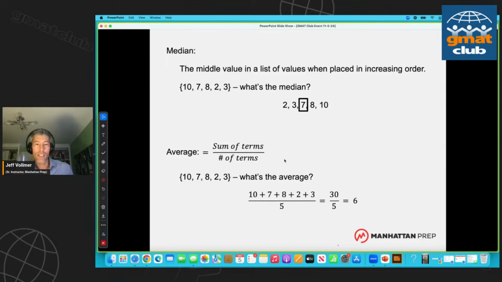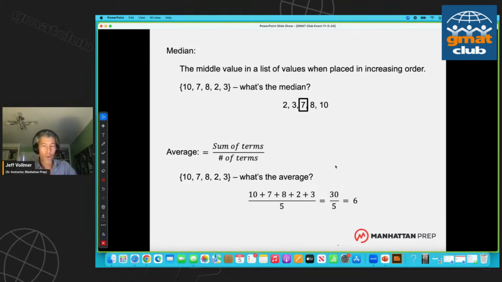So we're going to sum all these things up. 10 plus 7 plus 8 plus 2 plus 3. There are ways to group this, right? You can see the 8 plus 2 is 10. The 7 plus 3 is 10. We have another 10 here. That's 3 10s or 30, divided by the 5 terms is 6. So the median would be 7. The average would be 6.